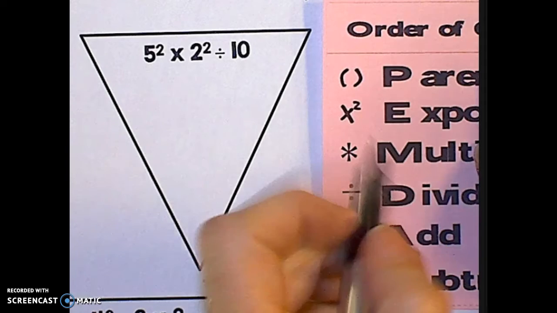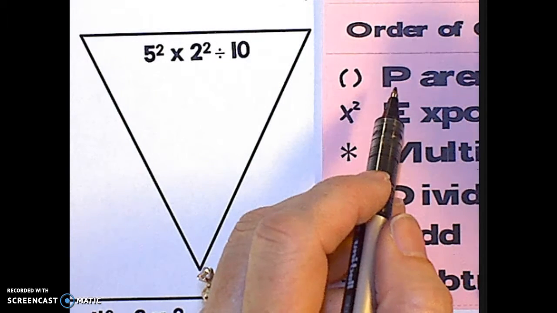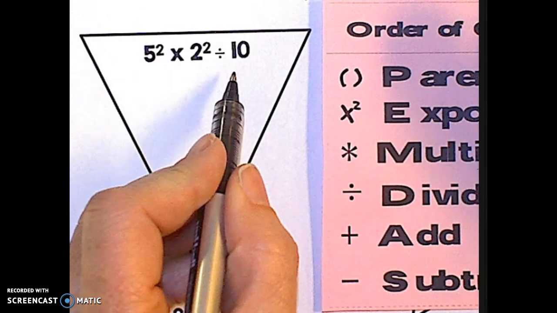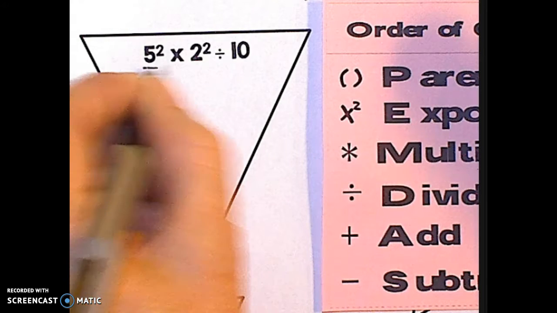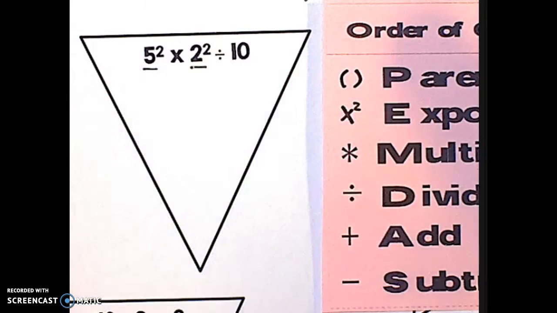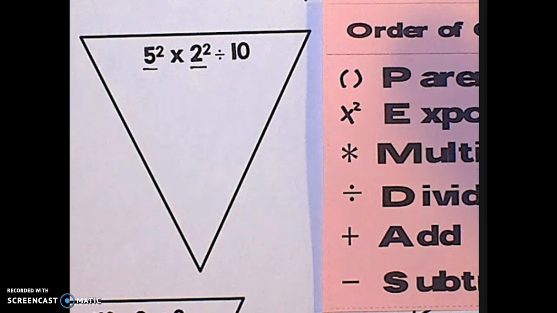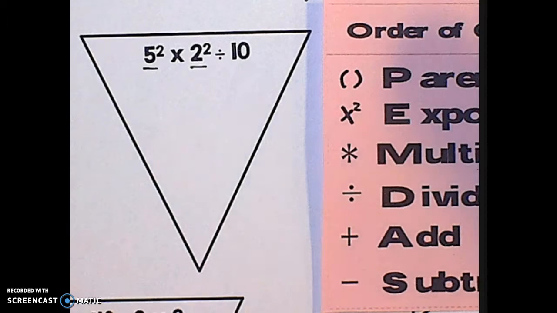Remember, the first step is P for parentheses. We don't have any parentheses. Our next step is exponents, and we have 2 of them. I was kind of joking with you on the other problem that you could try to do them both at the same time, but it really was a joke. You just need to do one and then do the other.